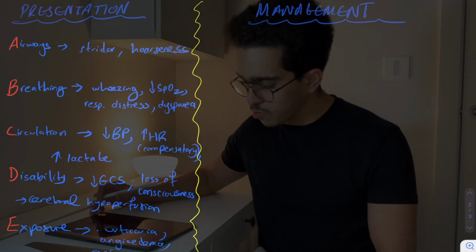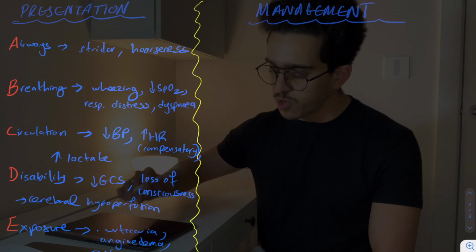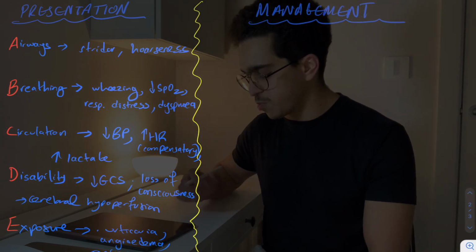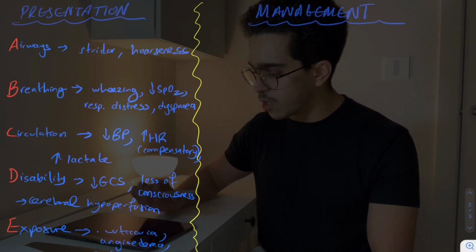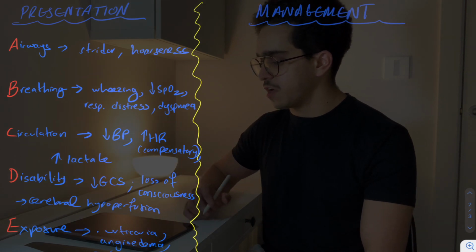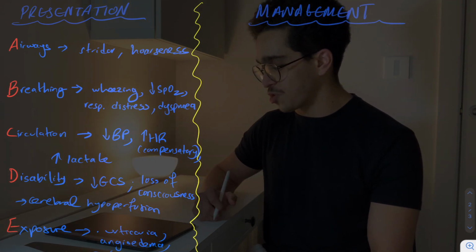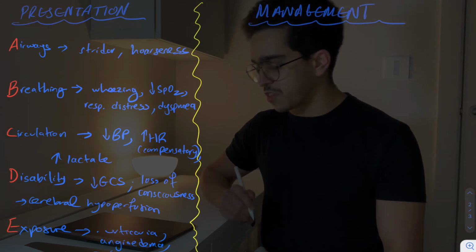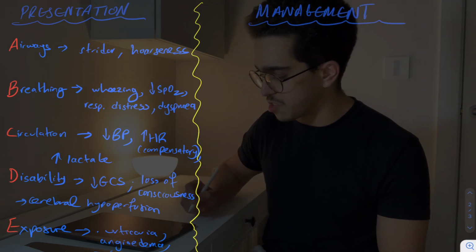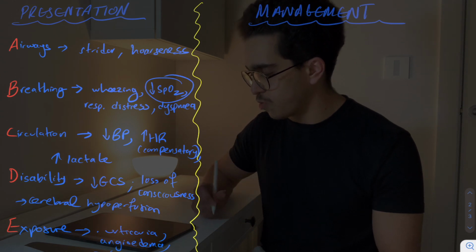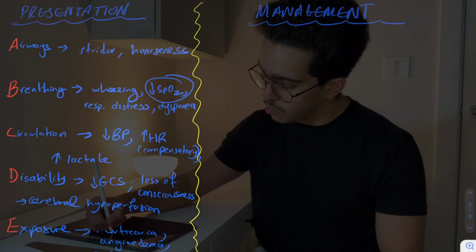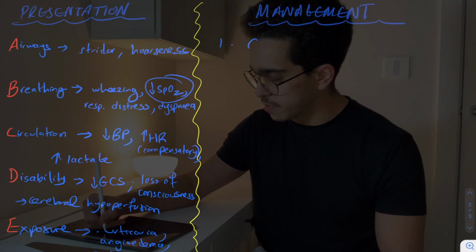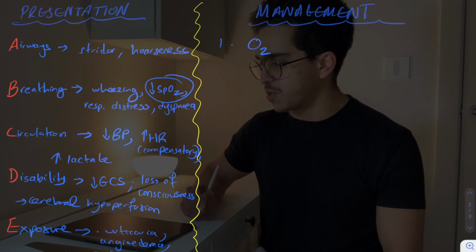So, now we're done with the presentation. We went through airways, breathing, circulation, disability, exposure. So how are we going to manage this patient who is suffering from an anaphylactic shock? How are we gonna save their lives? The first thing we can do, as we have just discussed, the SpO2 is low. So what can we give the patient? We can give them oxygen, right? Oxygen to increase their SpO2.